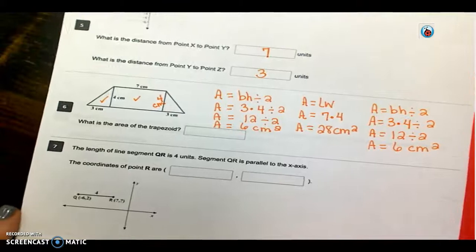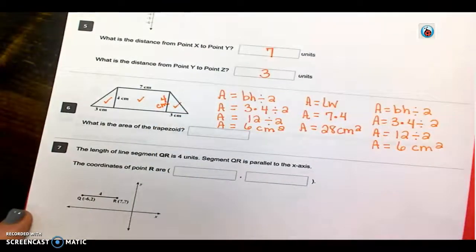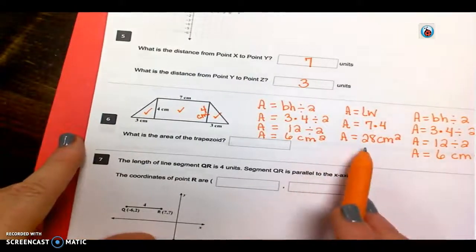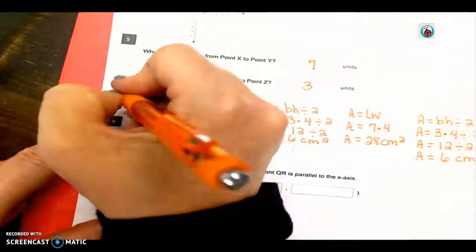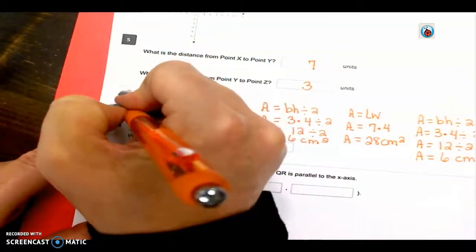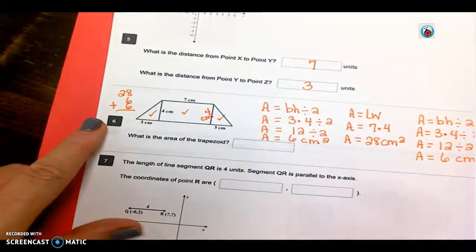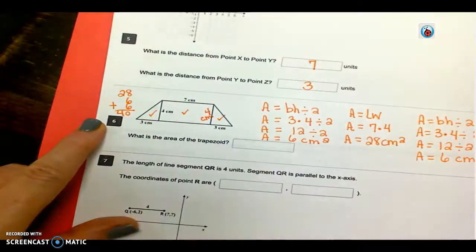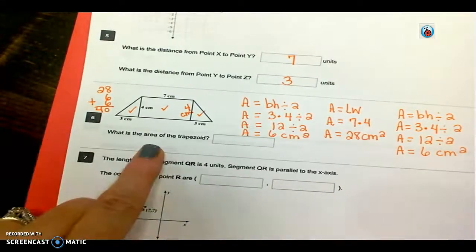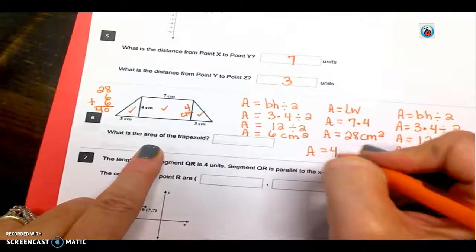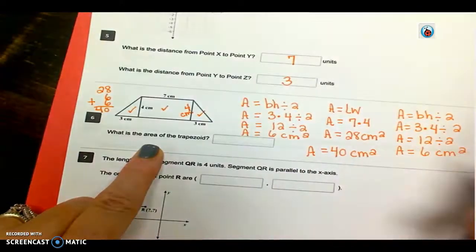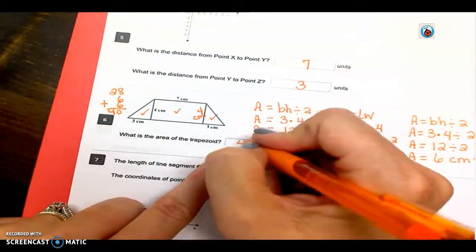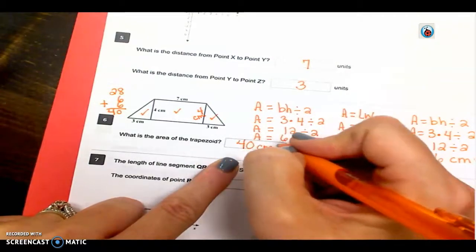Now, we need to combine all these. We have all 3, so we have 28, 6, and 6. If we add 28, 6, and 6, and you can do that on your calculator, you're going to get 40. So what that means is you have a total area of 40 centimeters squared as your final answer. It asks what is the area, so the only thing we need to put in is the 40 centimeters squared.